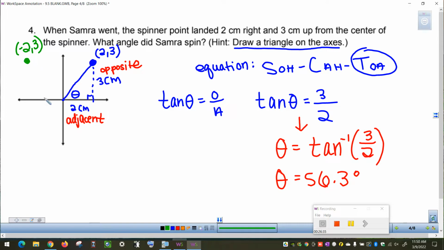If it was something like this, we would actually label the x direction of our triangle down here as a -2. So we want to have our labels match whatever the coordinates are.